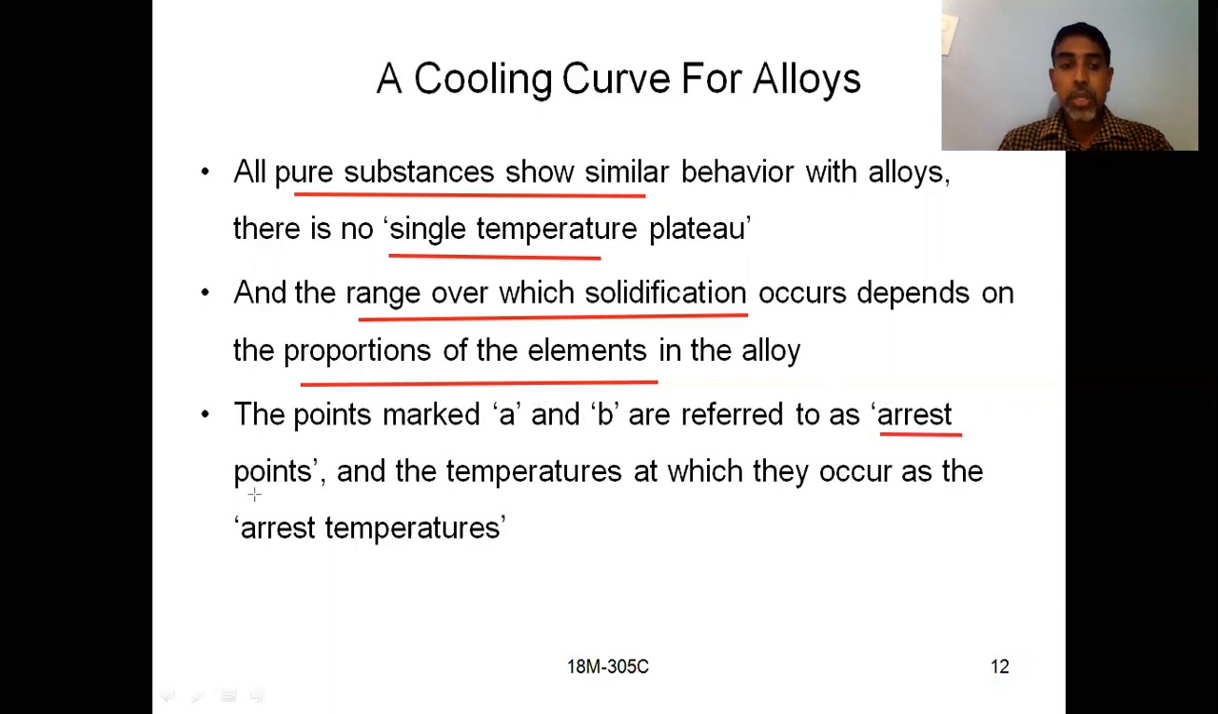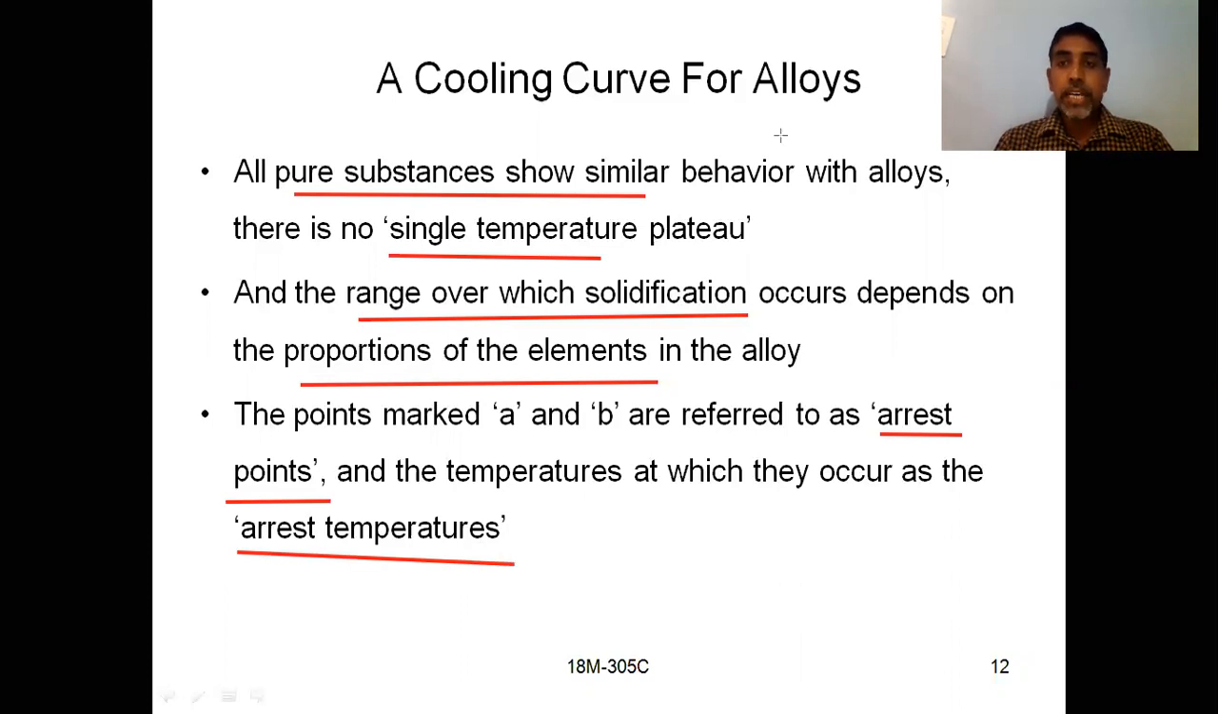Just now I told you these are known as arrest points. What is meant by these arrest points? These arrest points are nothing but the solidification starts at point A and the solidification ends at point B. That means from point A to point B, the solidification process is completed. So the starting point of solidification and the ending point of solidification are known as the arrest points for that cooling curve. Okay. And these are known as arrest temperatures.